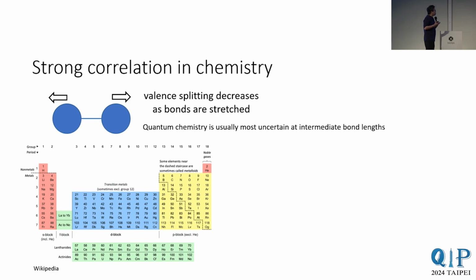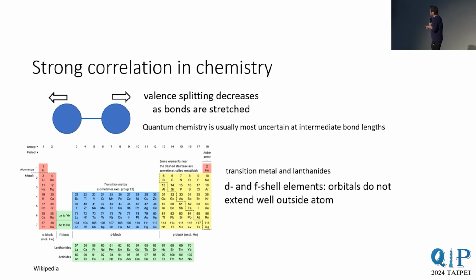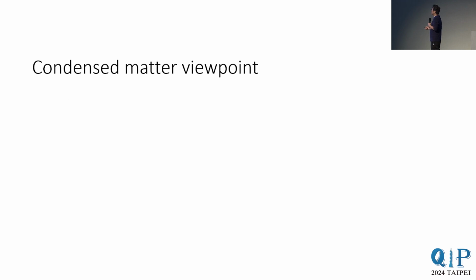And it can also happen by choosing certain elements in the periodic table, right? So this is the periodic table. There are these blue elements and these green elements. The blue elements are the transition metals. The green elements are the lanthanides and the actinides. And in these elements, you have atomic orbitals that somehow don't extend too much out of the atom. They're called D shell or F shell orbitals. And so they only have relatively weak splittings when you try and combine other atoms with these elements. And this relatively weak splitting is often comparable to the Coulomb interaction, and so you have strong correlation effects.